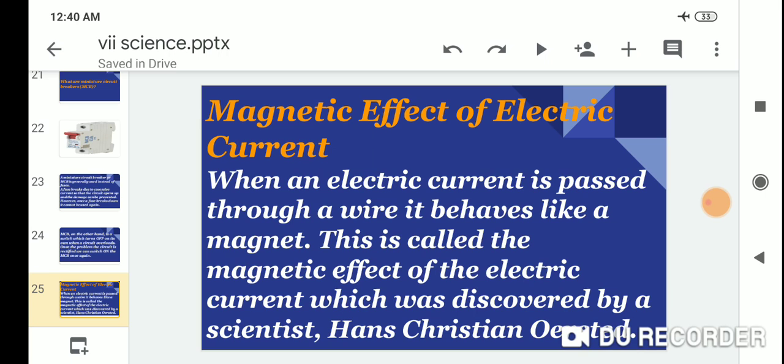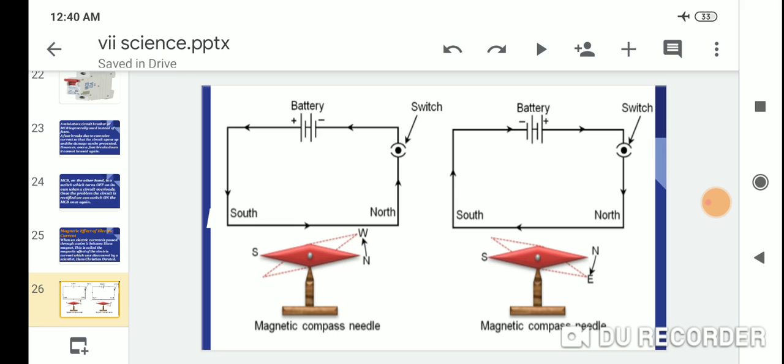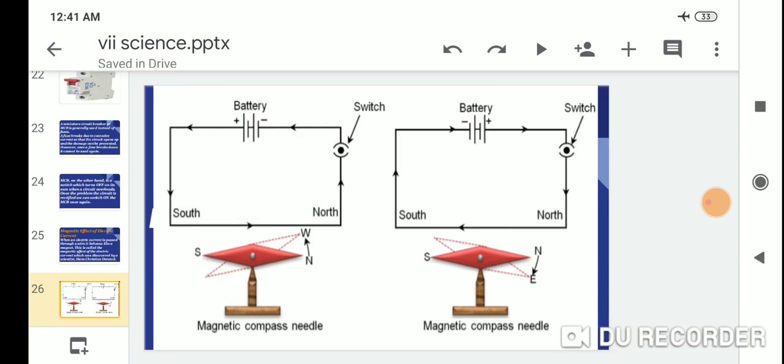Oersted observed a magnetic compass needle. The compass has two poles, south and north, and directions east and west. Battery, south and north pole, switch.